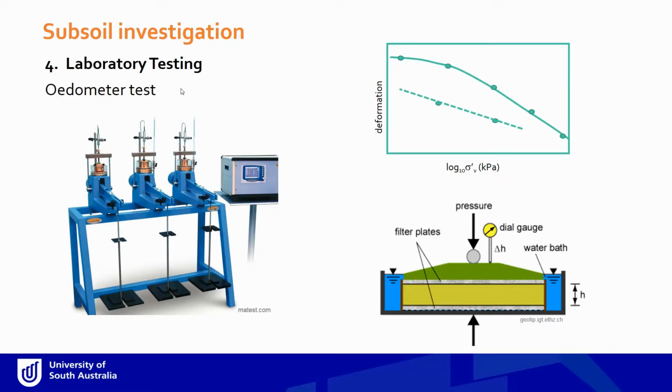The apparatus you see in this picture, we call it an odometer. Basically, we take a soil sample and put it between two porous plates and apply pressure and look at its deformation behavior. And information collected from this test is often used in settlement calculation.